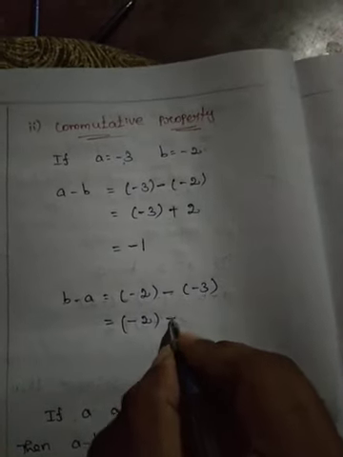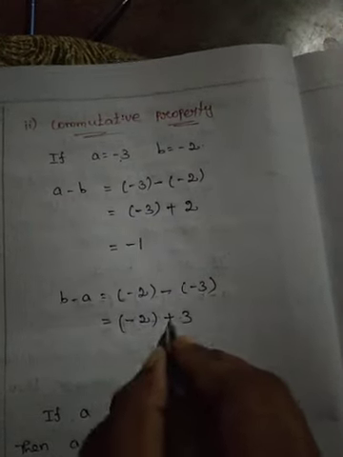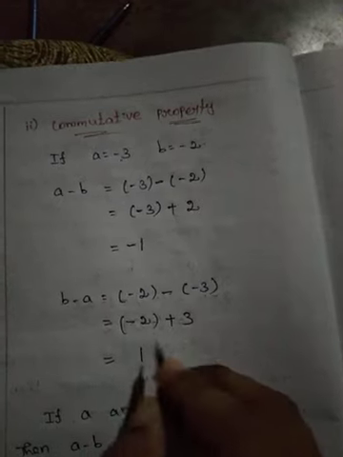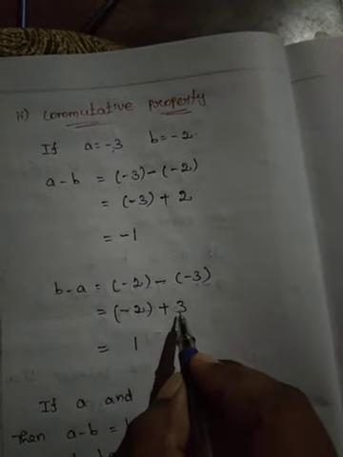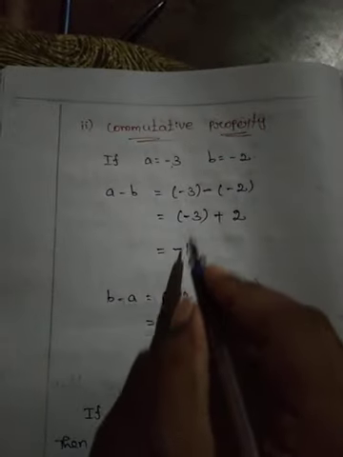Minus of minus is plus 3. If you have different signs, we have to subtract. 3 minus 2 is 1. Finally, you write the biggest number's sign. Which is the biggest? 3. What is the sign? Plus. So both the values are different.